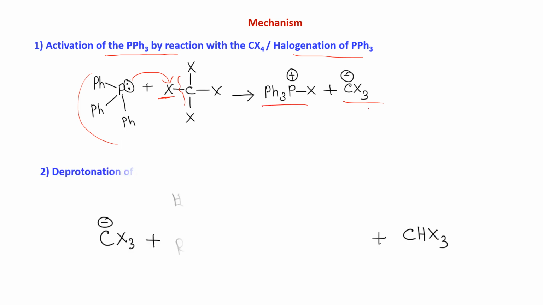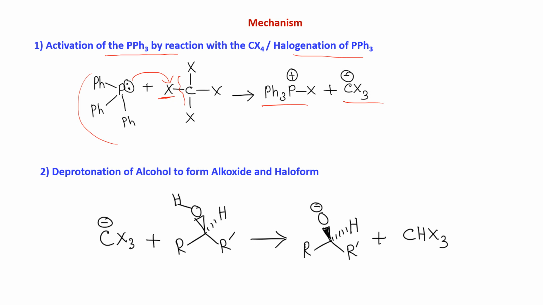Now in the next step, this CX3 minus that is generated, negative charge over carbon, will deprotonate the alcohol, which is our actual substrate, and when this H is removed by attack of this carbanion, there will be generation of O negative, and that is what we are calling alkoxide, and here a byproduct will be generated, which is a haloform. Fine. So CX3 minus attacking this H, now there is negative charge. Now once this negative charge is generated over the alcohol, we are getting alkoxide.